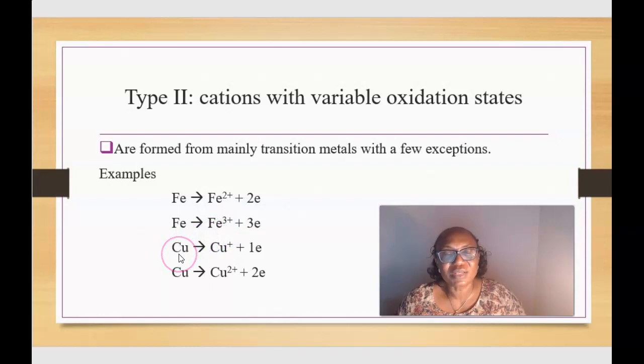Copper is another transition metal that can form variable oxidation state. When copper loses 1 electron, it forms a cation with a plus 1 charge. When it loses 2 electrons, it forms a cation with a plus 2 charge. So how do we name cations with variable oxidation state?